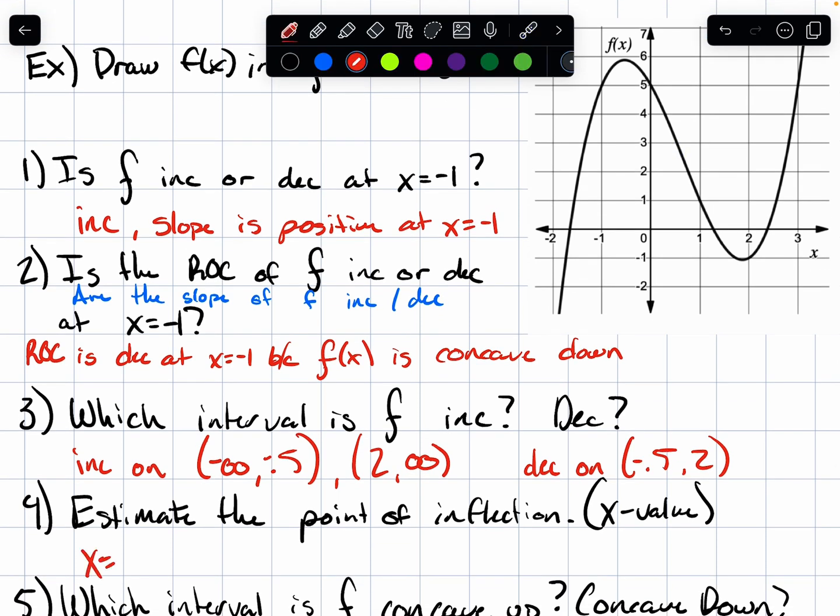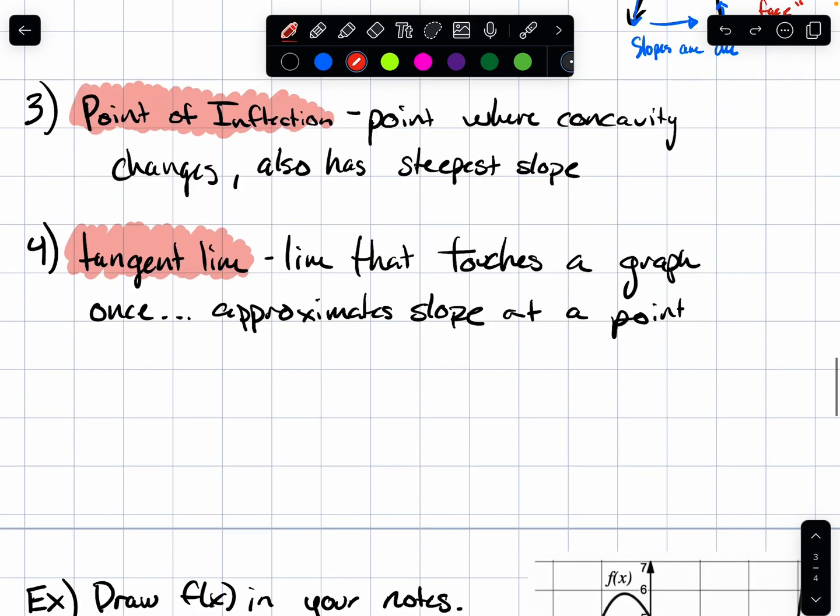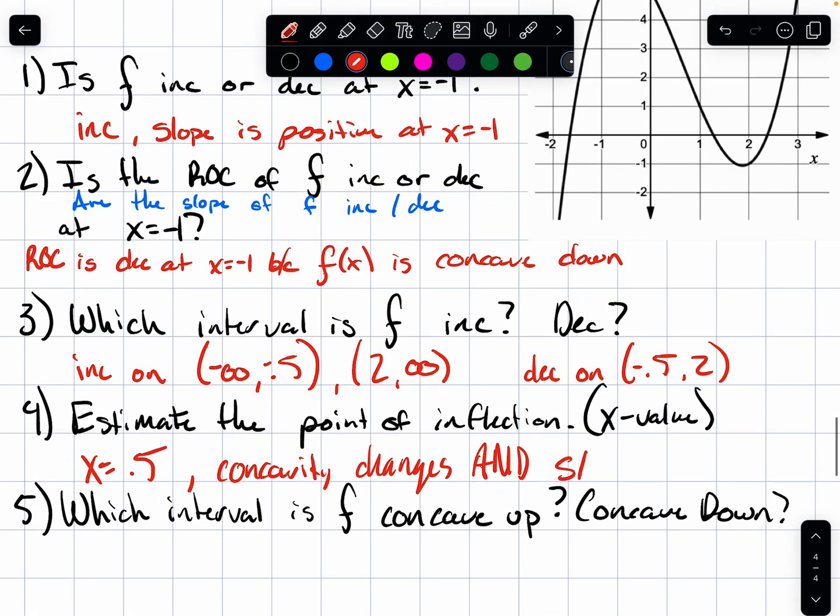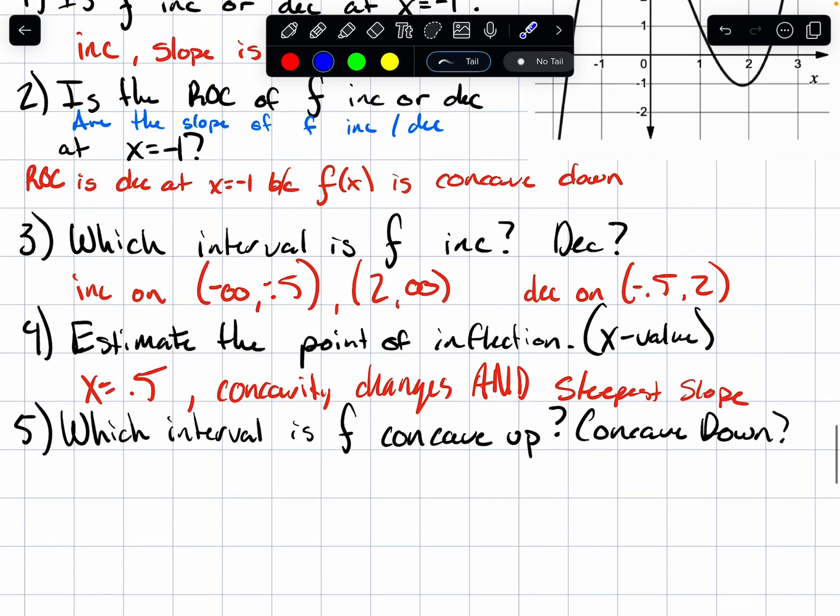So x equals 0.5, and the reason is concavity changes, and we have a large slope, or I want to make sure I get the wording exactly right. Steepest slope, that's what I use. And it has the steepest slope. So we've talked about this last question a few times now.